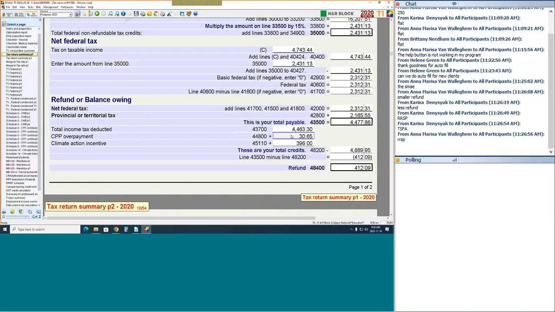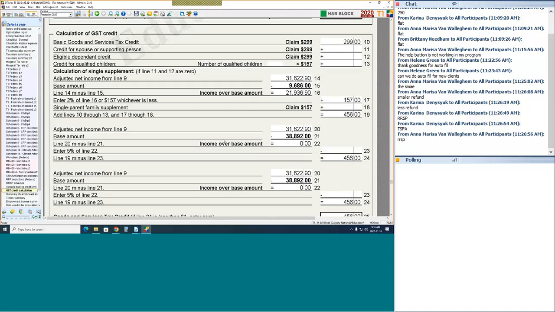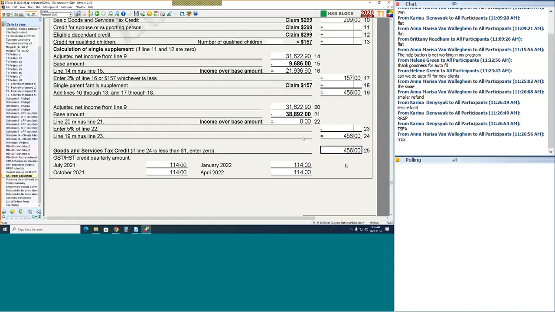That's very common to see when you're laid off in the first part of the year, the earlier part of the year. They will take more CPP off at the beginning of the year and less at the end of the year. So when you have someone who works for part year, you expect to see more overpayments or underpayments. And then we're going to have climate action incentive on it as well. He will get GST. When will he get his GST? So for 2020, he should have gotten $456 paid out throughout 2021 and 2022. It's now 2022. When will he get that portion of GST?